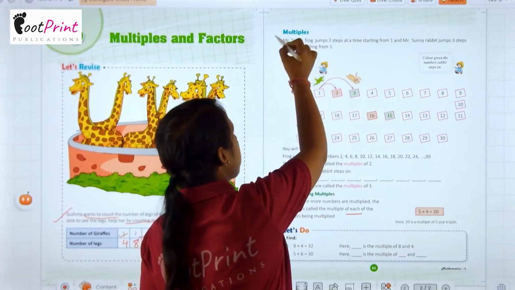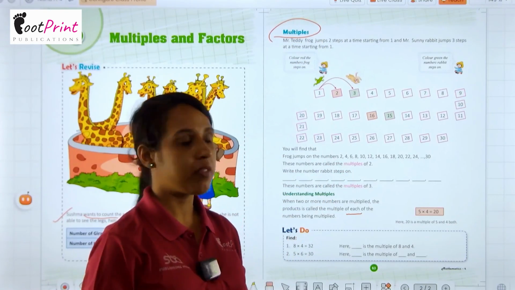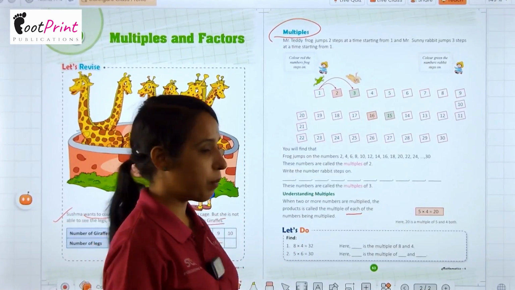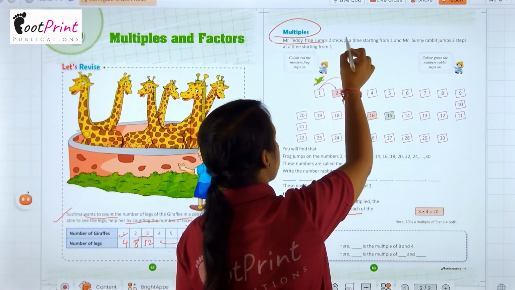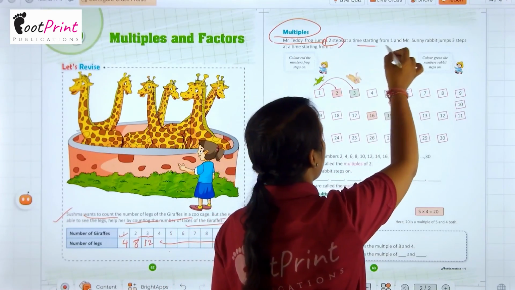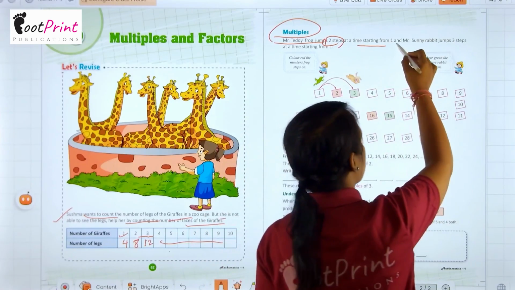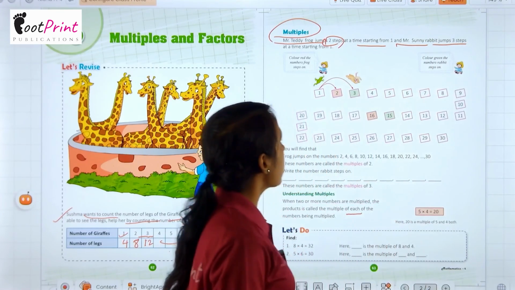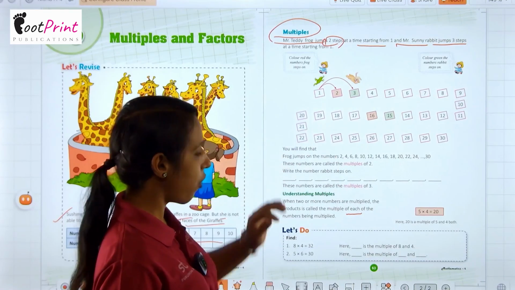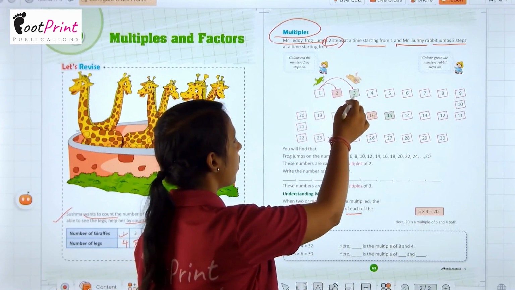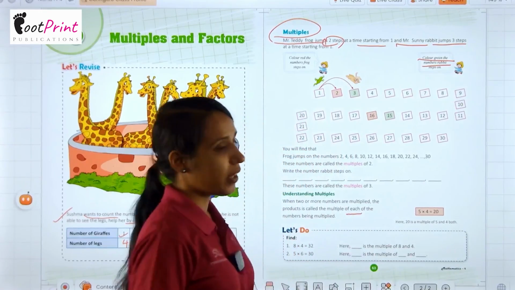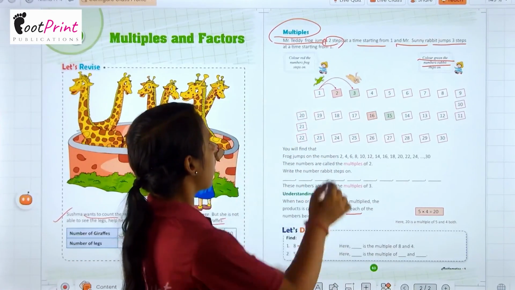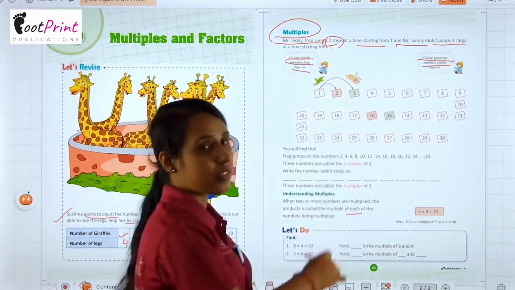Here multiples. So in this we will understand what are multiples. Okay, so Mr. Teddy Frog jumps 2 steps at a time starting from 1, and Mr. Sunny Rabbit jumps 3 steps at a time starting from 1. So here is given color green the numbers rabbit steps on, and color red the number frogs steps on.